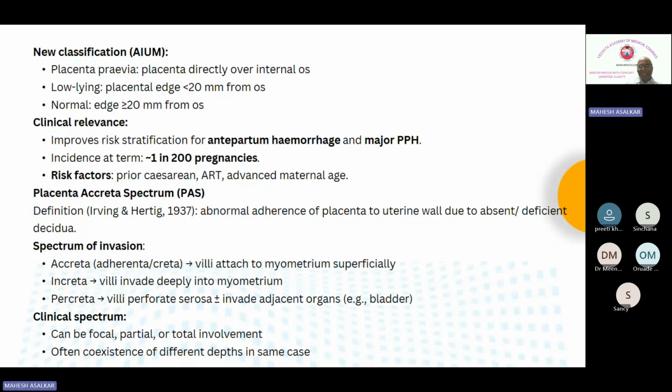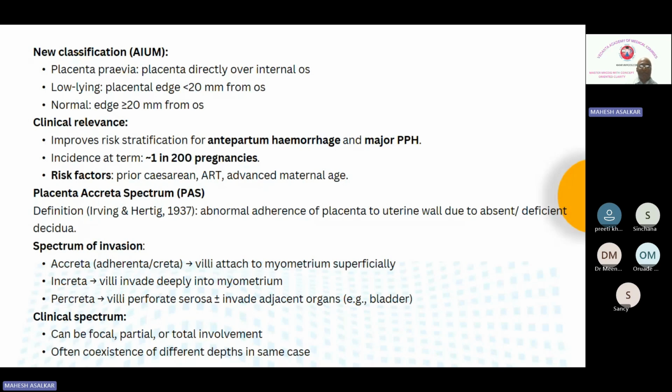Okay. Then low lying, when the placental edge is less than 20 millimeter from the os, and normal is 20 or more. Remember, if they give 20, then it is normal. Okay, so 20 or more is normal. The clinical relevance is that it improves risk stratification for antepartum hemorrhage and management of major PPH. Incidence at term is around 1 in 200 pregnancies. Risk factors are prior cesarean, ART, advanced maternal age, etc.